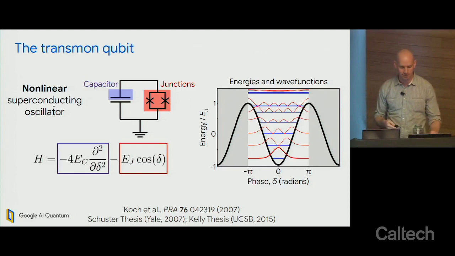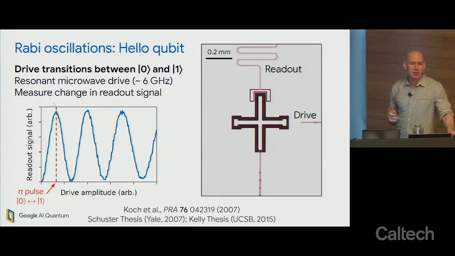In particular, a very nice experiment, this is sort of a qubit's way of saying hello to you, is to do Rabi oscillations. And this is literally driving a transition back and forth between those lowest two energy levels. So we apply a resonant microwave drive here. This is an AC voltage that just goes down this wire and has some small coupling to the qubit. And we monitor the readout signal of the qubit. I'll talk a bit more about readout in a moment.